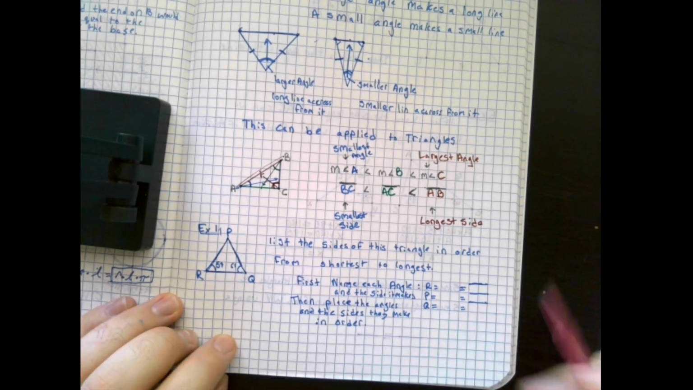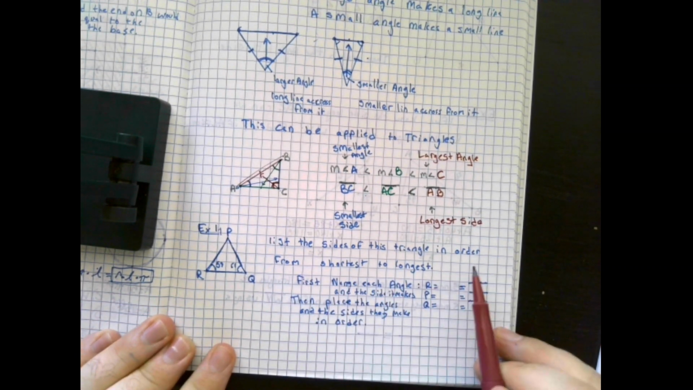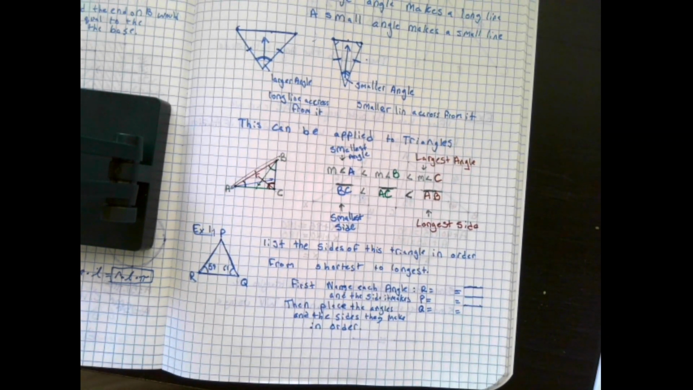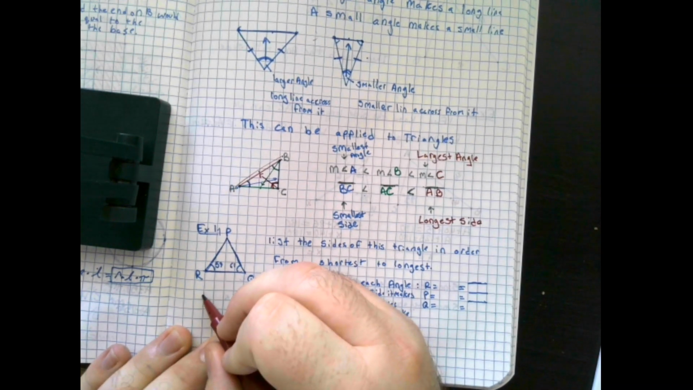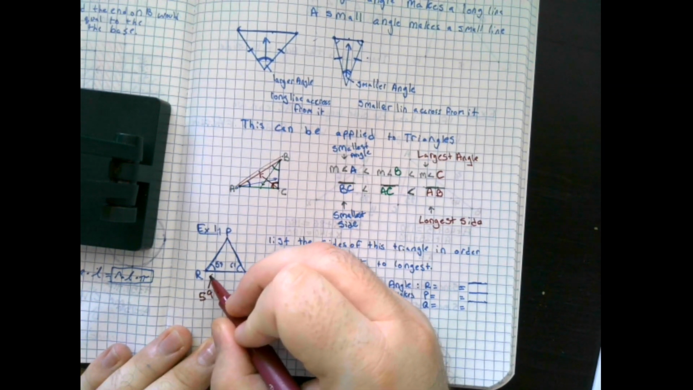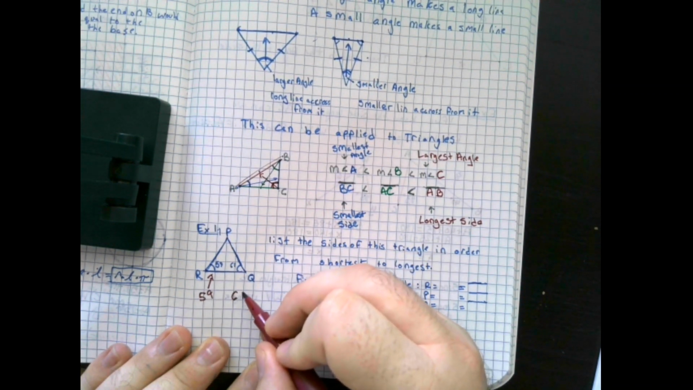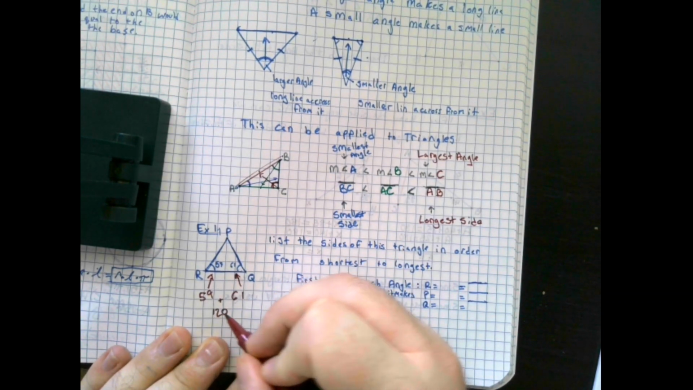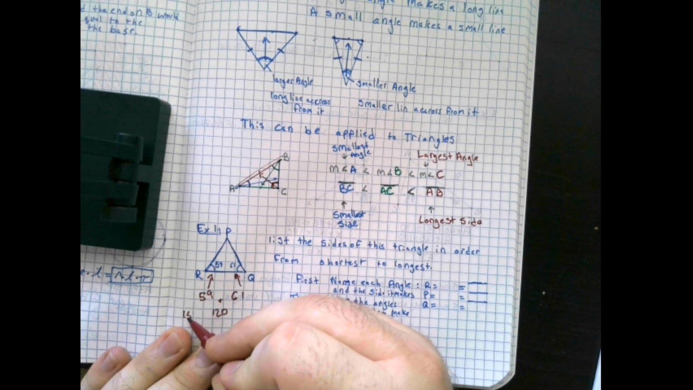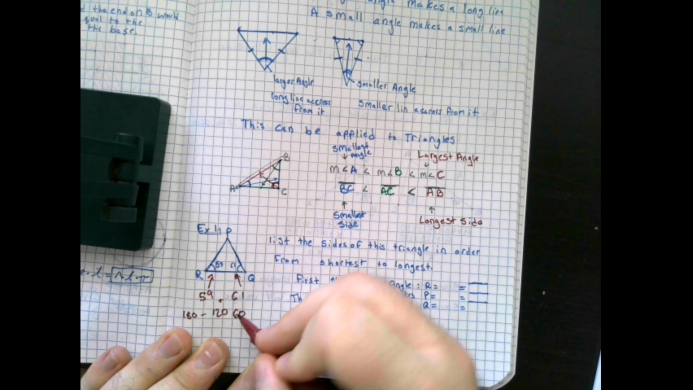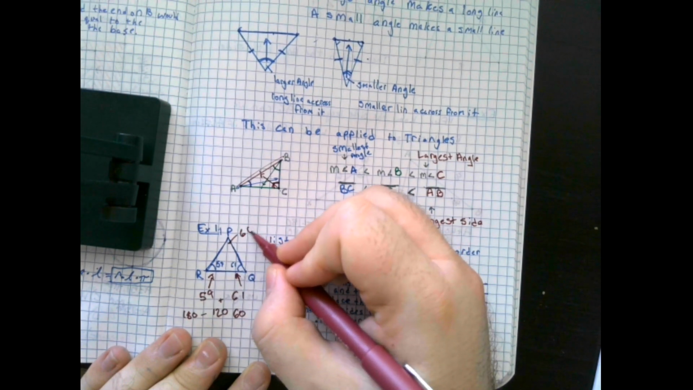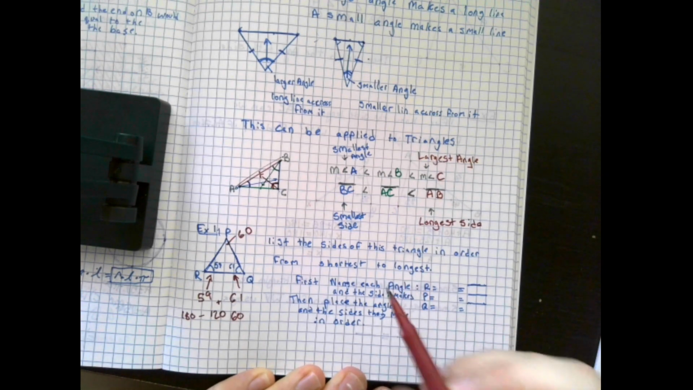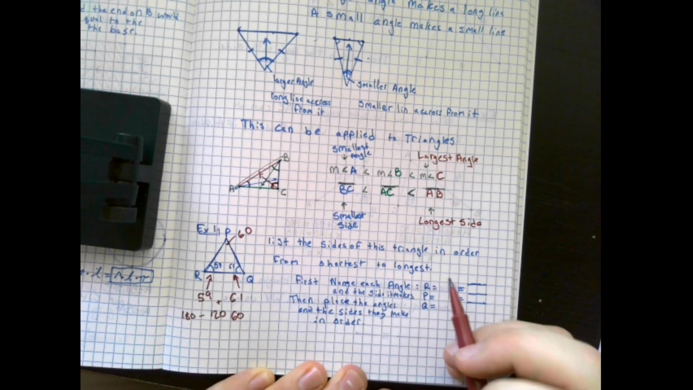Now, example 1 asks us to list the sides of this triangle in order from shortest to longest. And it gives us two angles. Now, it gives us a 59 right here and a 61. If we add those together, we get 120, which, if subtracted from 180, will give us 60 as this angle here.